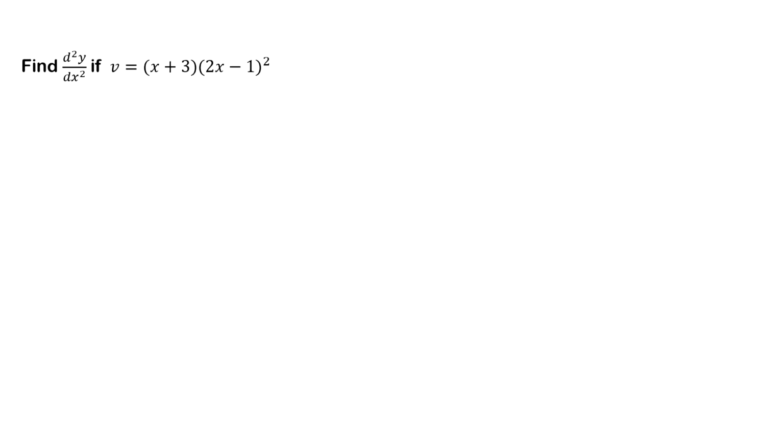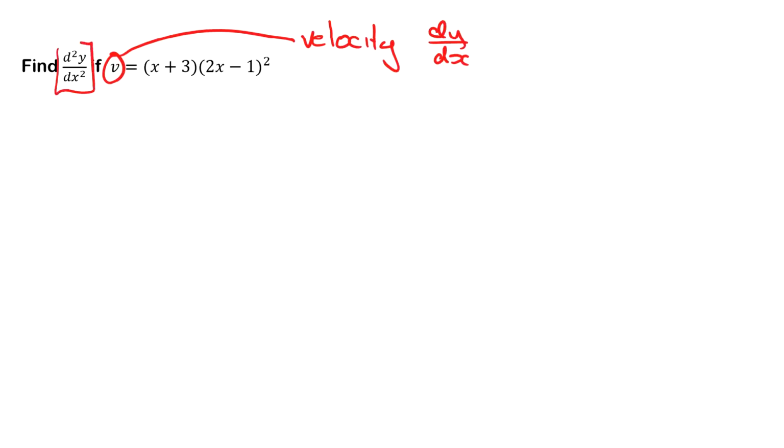Now, the key to this question is that they have this here already. Remember, this is velocity, and we know velocity is already dy/dx. So that means we're only asked to find the derivative of this function here. We don't have to do it twice, which may be misinterpreted by looking at that.